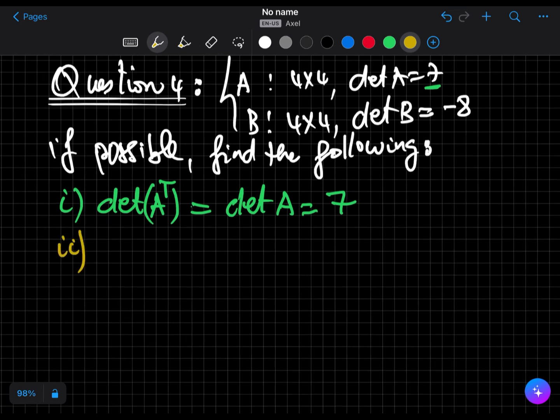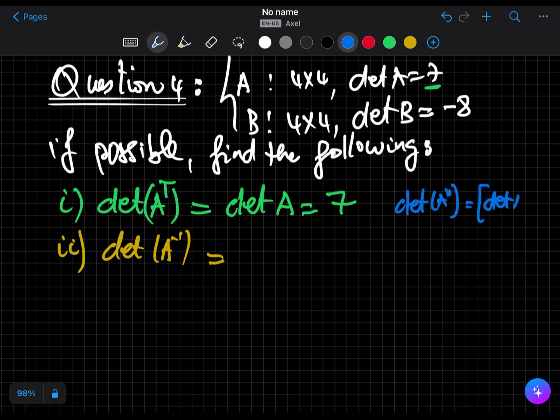Now, the second case is to find the determinant of A to the power minus 1. We also saw, using one of the properties of determinants, that the determinant of A^n is equal to the determinant of A all to the power n. So applying it here, it is the determinant of A to the power minus 1, which is 7 to the power minus 1, which is 1 over 7.